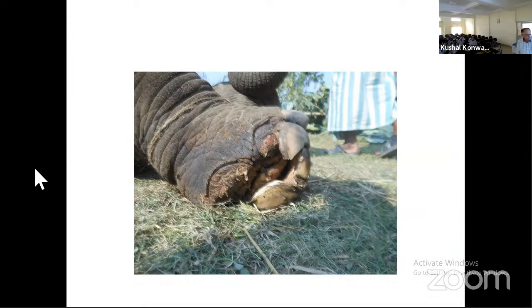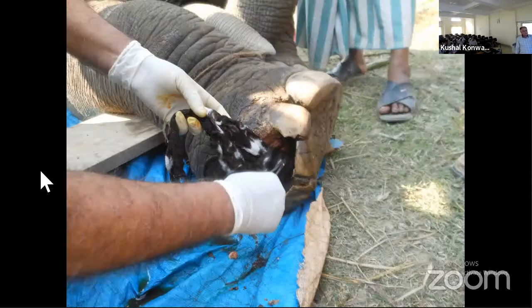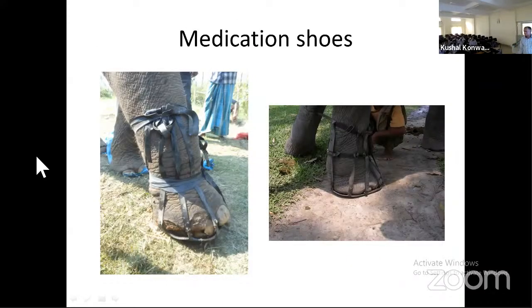There are freak injuries. This elephant hit its leg on a truck. You can see such nasty injuries, and after trimming properly, we apply tincture of iodine, gauze and all around. Then a medication sole that we developed, very cost effective, very cheap, from truck tires. You can also design it. Then you can see the foot is medicated, it looks better, and it can be cured, very cheap. Hardly it will cost 200 rupees. So for medication, we can design elephant shoes.